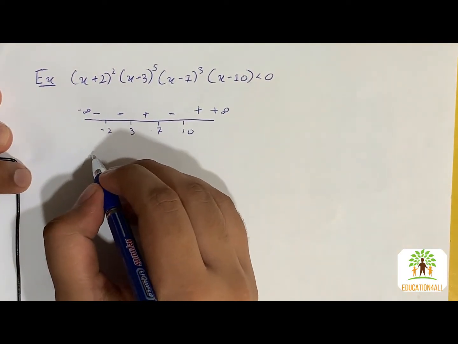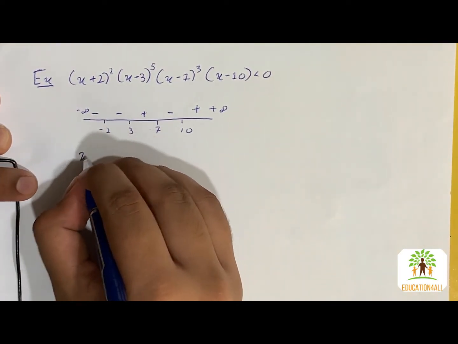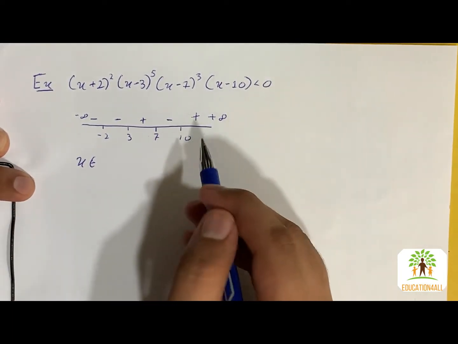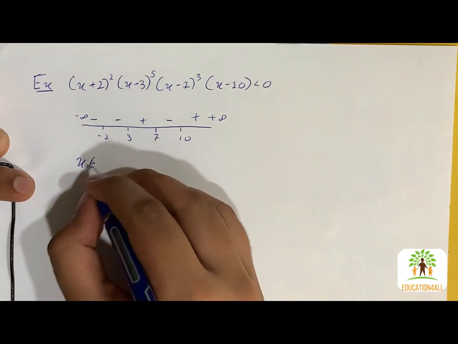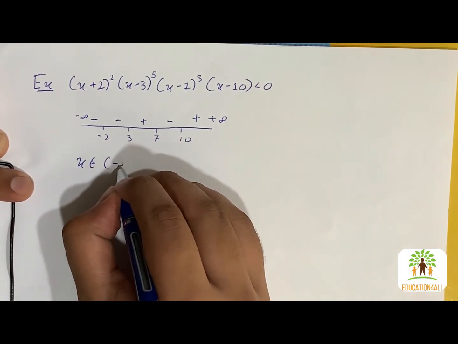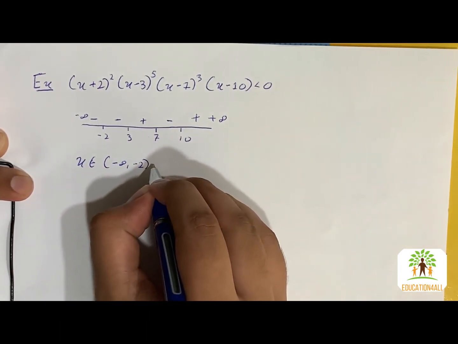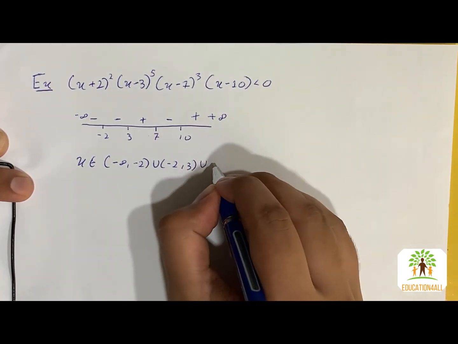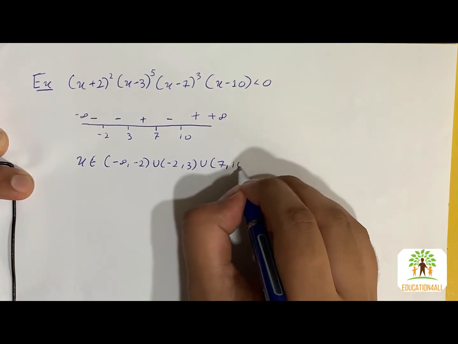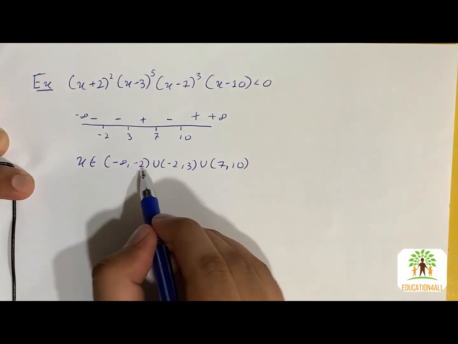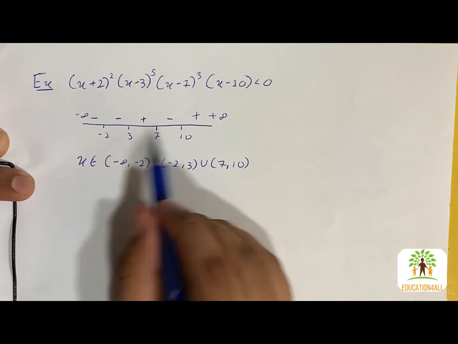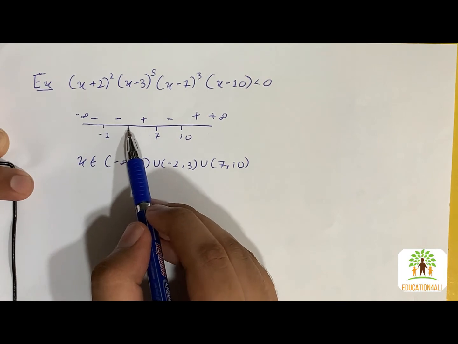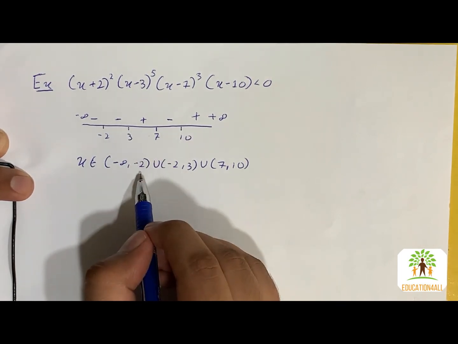So, the final answer here will be x belongs to, here we have the lesser than sign, so we will take the negative values for the answer. So, x here belongs to (minus infinity, minus 2) union (minus 2, 3) union (7, 10). Again, we have not combined these as we do not have an equals to sign here. So, both x equals minus 2 and x equals 3 are open points, so they cannot be in our answer.